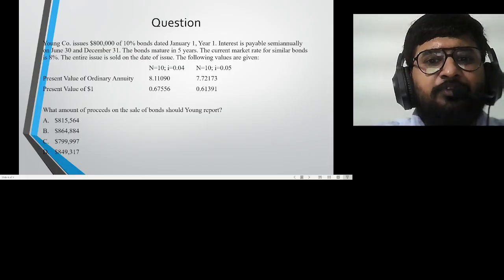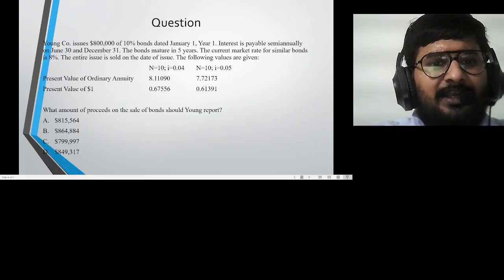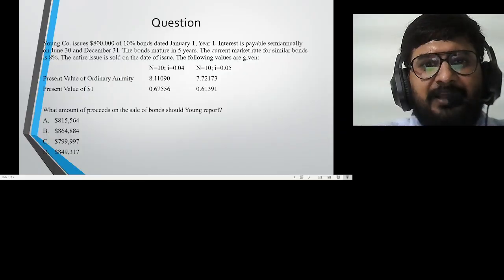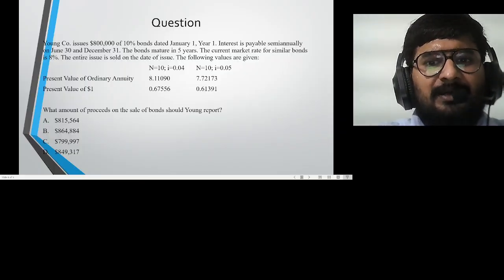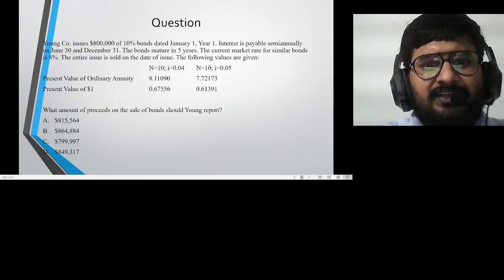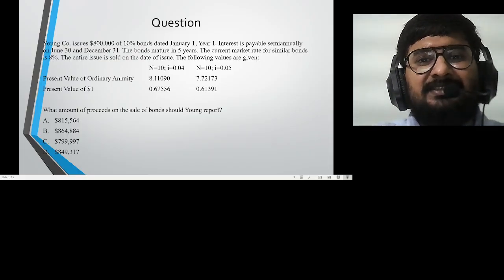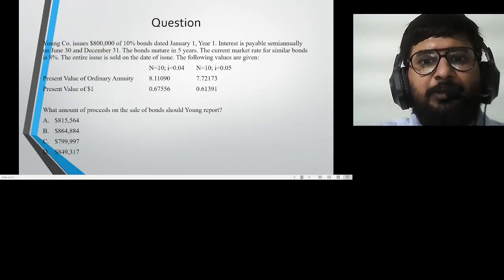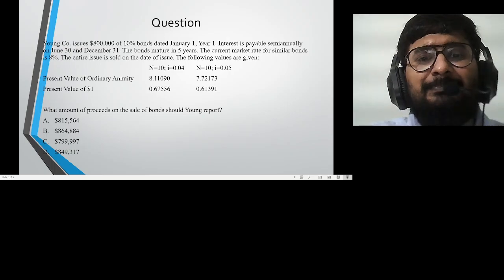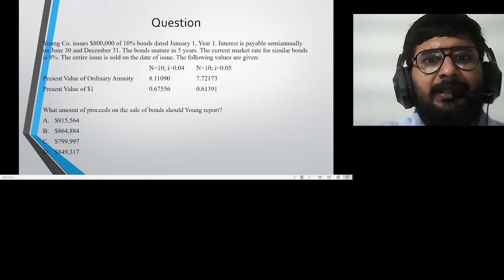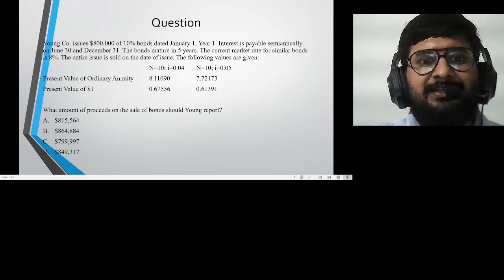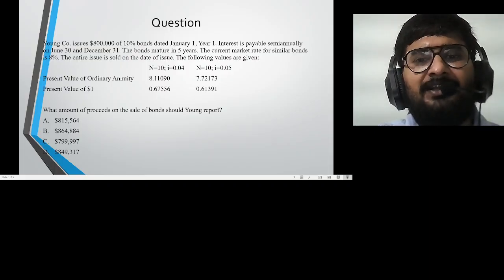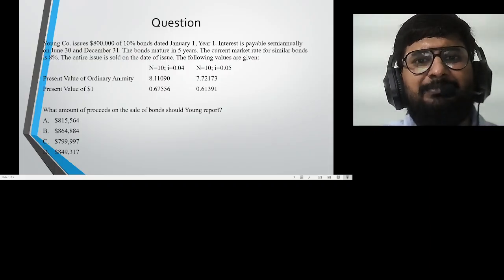If it would have been a normal question, an annual payment question, what would I have done? I would have taken 8% and 5 years, because 8% is the market rate of return and 5 years is the normal payment. Now since interest is paid twice in the year, I will divide 8% by 2. That will become 4%, and I will multiply 5 with 2. That will become 10.